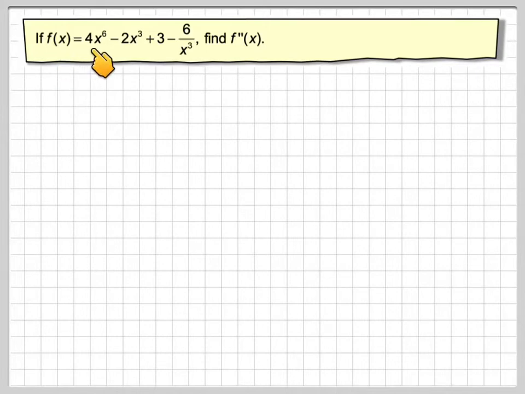So if f of x is 4x to the 6 minus 2x cubed plus 3 minus 6 over x cubed, find f double dash of x. This means find the second derivative. So that means we have to differentiate this function twice.